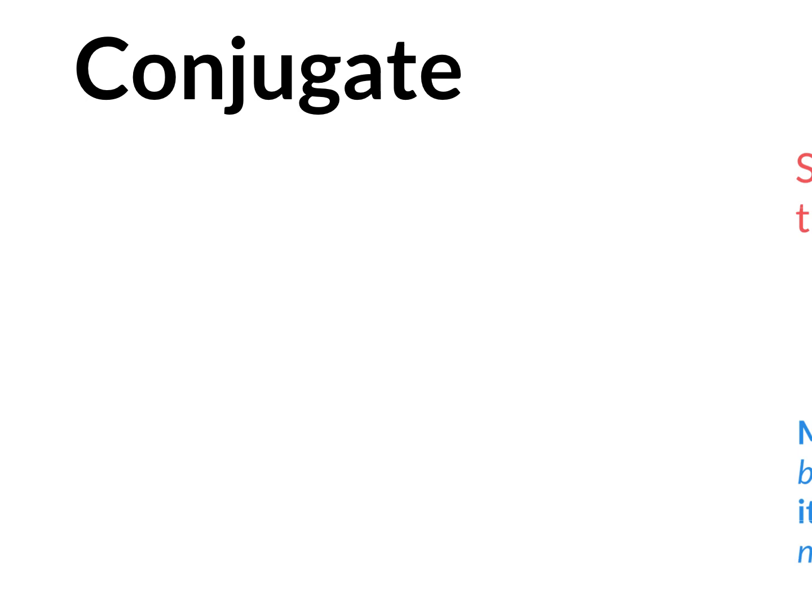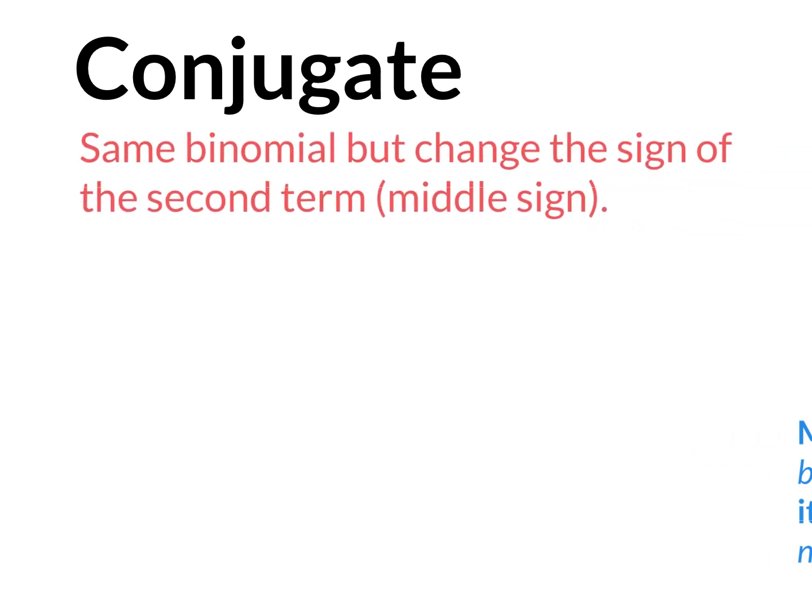So what is a conjugate? Let's first understand what it is. It's the same binomial, but change the sign of the second term, the middle sign, right? If it's a plus in the middle, change to a minus. If it's a minus in the middle, change to a plus. Let me actually write down any binomial. Let's see, give me a number. Any number? 5. Minus square root of, what was it? 3. Okay, 5 minus square root of 3.